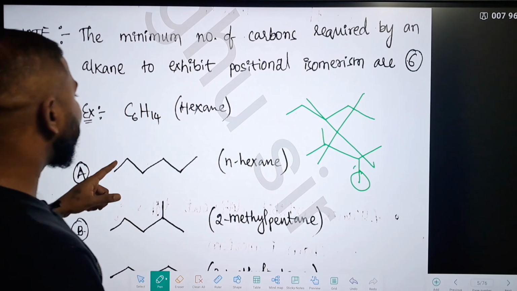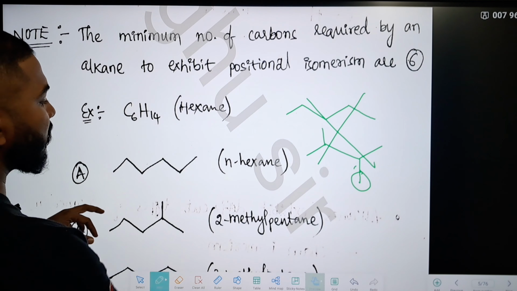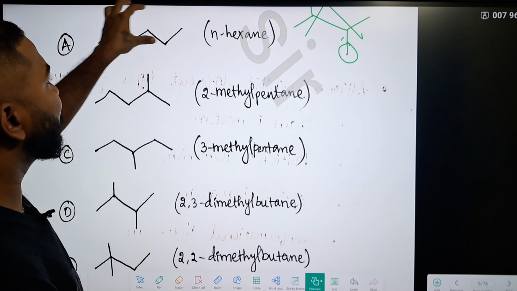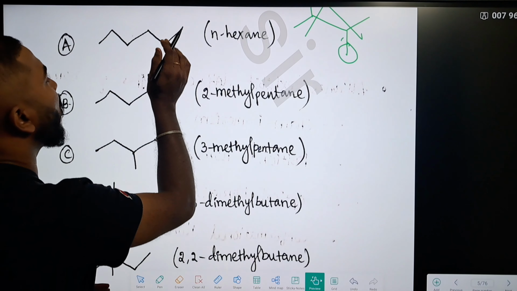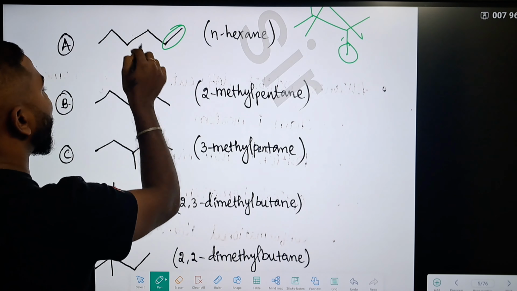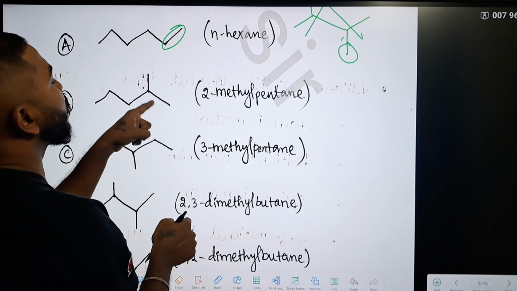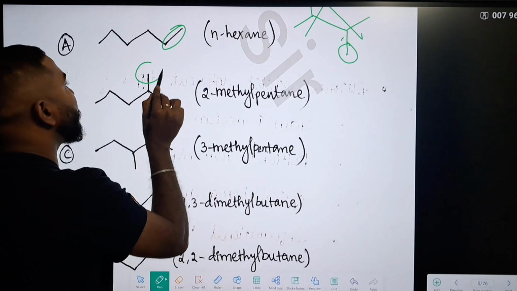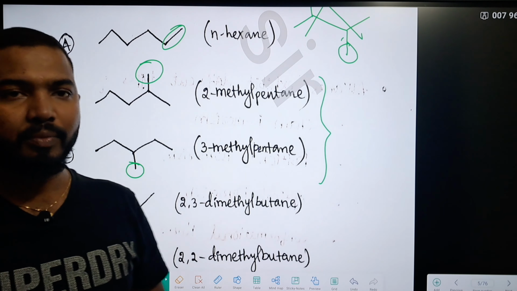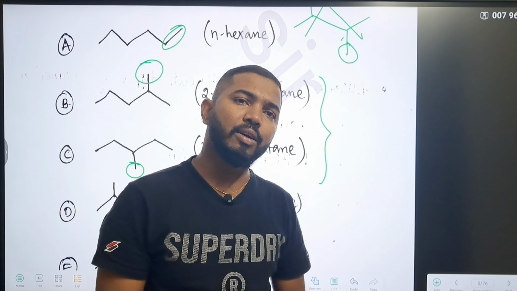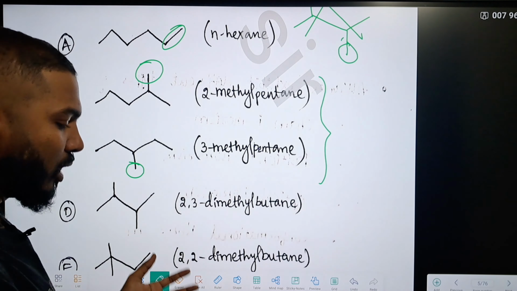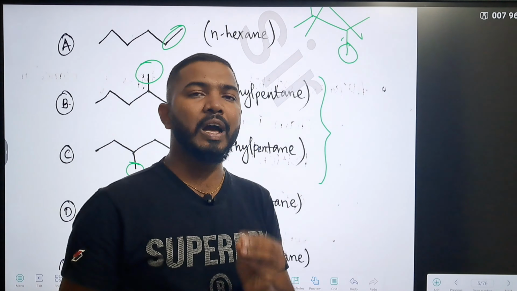But when it comes to 6 carbons, yes, we can go with hexane. With hexane, N-hexane is the first one, and now you take one group as a substituent. So 5 carbons in the parent chain with 1 substituent. This is actually 2-methyl pentane. The same methyl group I can take here also. Yes, these two are positional isomers. Such a possibility is not there in 4 or 5 carbons. With 6 carbons we are going to have the starting positional isomers. The minimum number of carbons is 6.